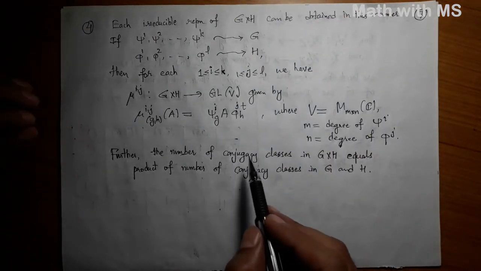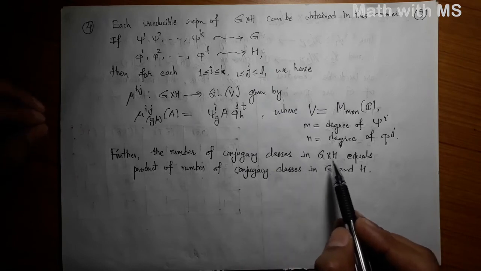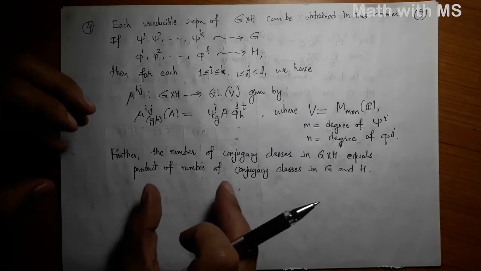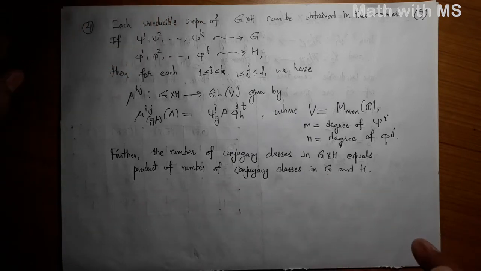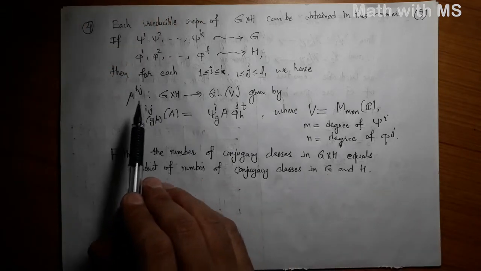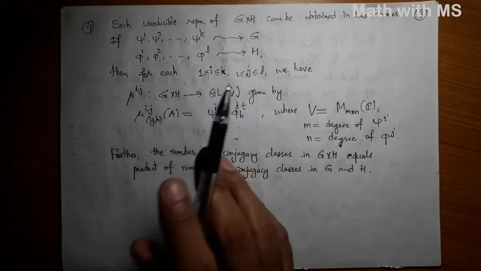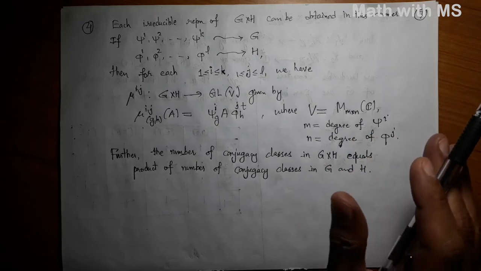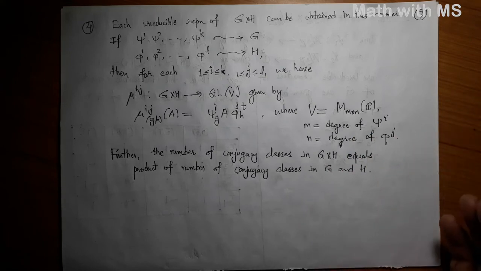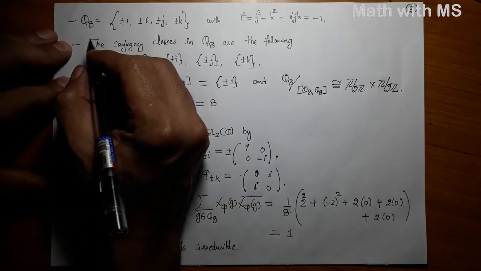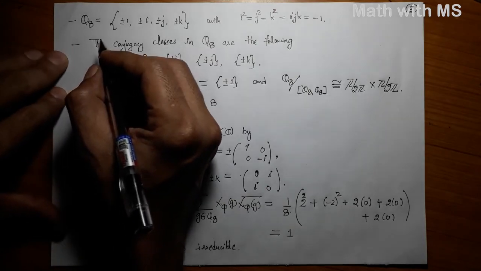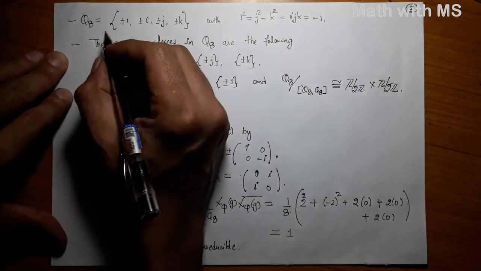But we know that the number of conjugacy classes in a direct product of two groups is the same as the number of conjugacy classes in G times the number of conjugacy classes in H. Thus, the mu ij's are all possible inequivalent irreducible representations of the group G times H. Let me conclude this lecture by computing all inequivalent irreducible representations of the quaternion group Q8.